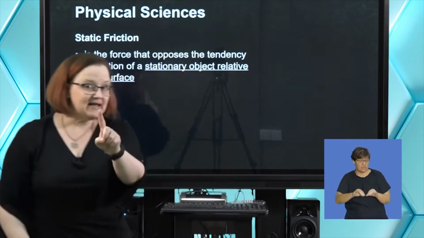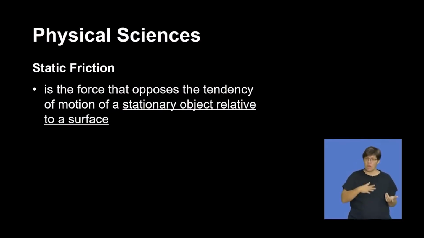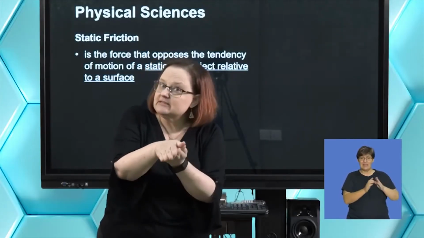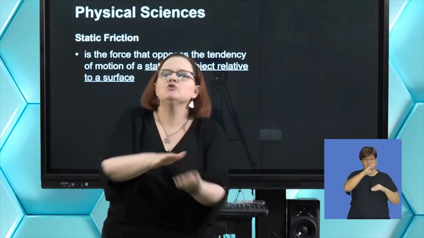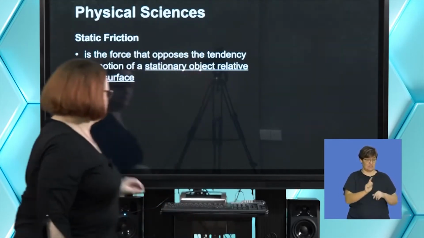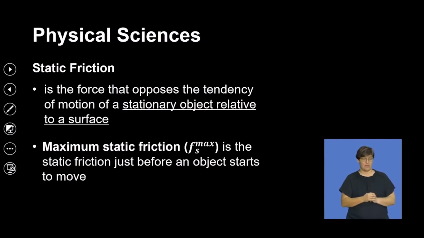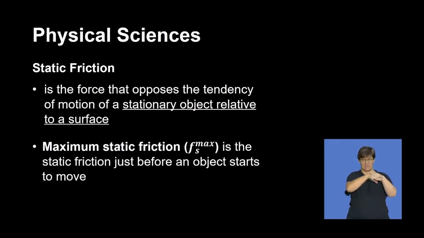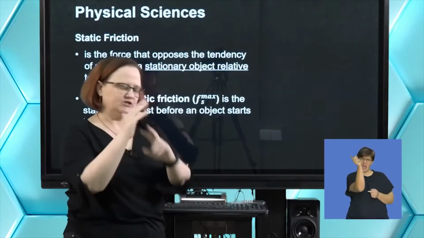Now, with static friction, it's the tendency of motion, so it's the way we want it to move, because it's not moving, of a stationary object relative to a surface. We have to have a surface, okay? Now, how much that static friction is depends on the two surfaces. That's very important. Then, the maximum, and this is a new symbol for you, we usually write this F as an italic F. It's a little bit of a curly F. It's not a straight F.